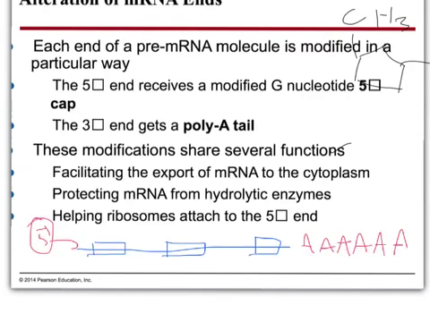What do these modifications do? They allow for export to occur. Without these, the RNA doesn't get out of the nucleus. It allows for ribosomal binding, so it helps ribosomes attach to the 5' end. And the poly A sequence at the end signifies that this is a messenger RNA and protects it from enzymes in the cytoplasm that chew up RNA.